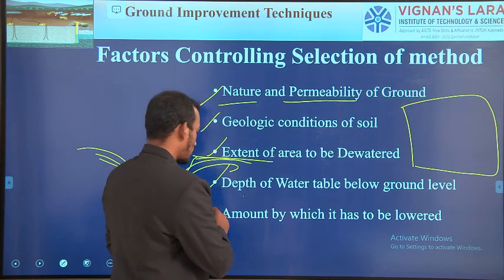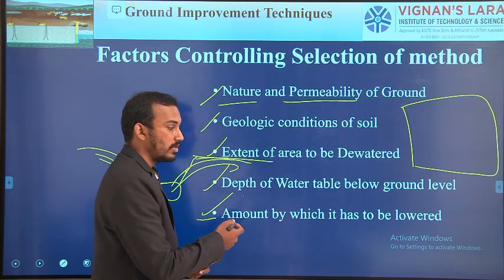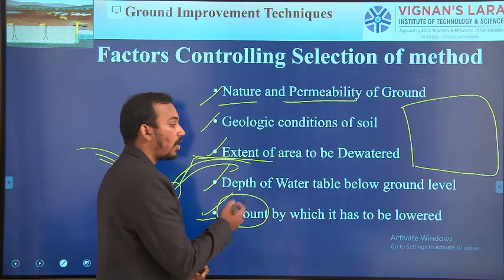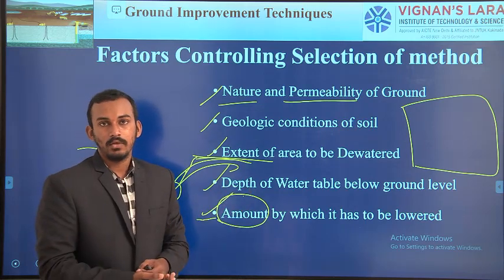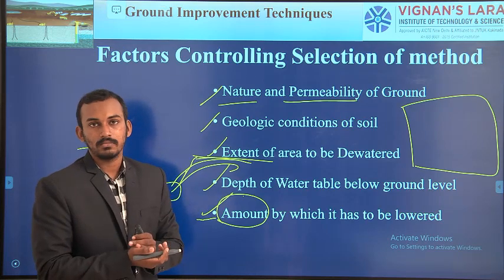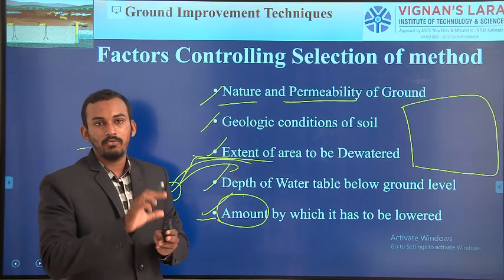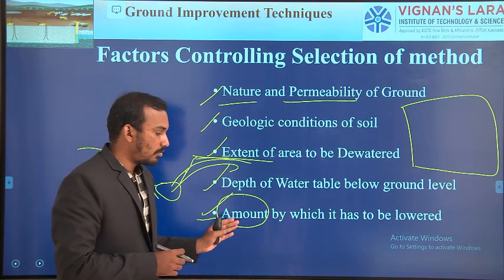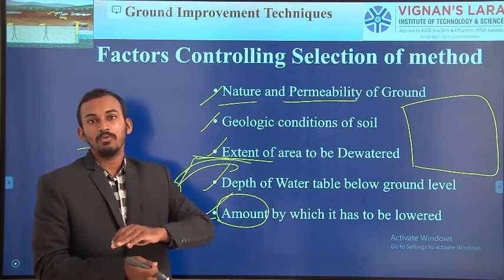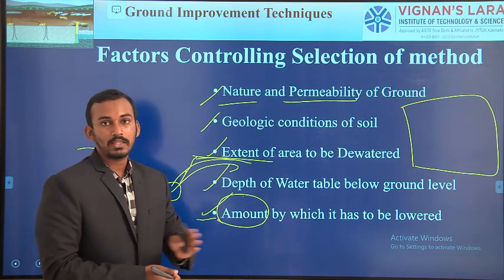Okay. And the next one, the last one, is amount by which it has to be lowered. Here the amount means the amount of water we need to lower. For example, we need to reduce the water level to a depth of 2 meters. So what is the amount of water that we need to remove? Based on the amount also, it changes from method to method.